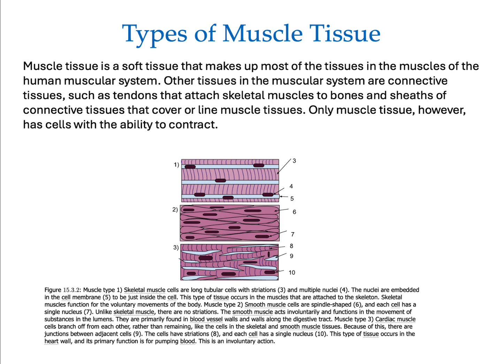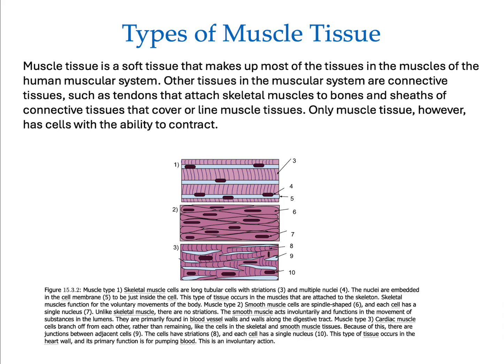Types of muscle tissue. Muscle tissue is a soft tissue that makes up most of the tissues of the muscles of the human muscular system. Other tissues in the muscular system are connective, such as tendon, and sheaths of connective tissue that cover or line muscle tissues. Only muscle tissue, however, has the ability to contract.